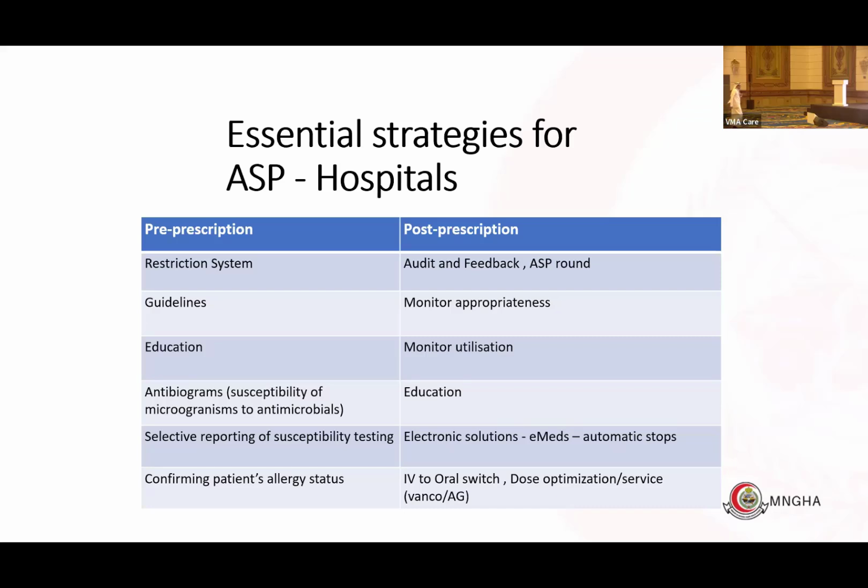What about post-prescription? Audit and feedback. You start, but I will come to you to discuss. So after the antibiotic is already prescribed, it will be audit and feedback, monitoring appropriateness, monitoring utilization, and also education and electronic solutions. For example, the antibiotic will be running in the system for 3 days, but then it will be stopped. This is a post-prescription strategy.